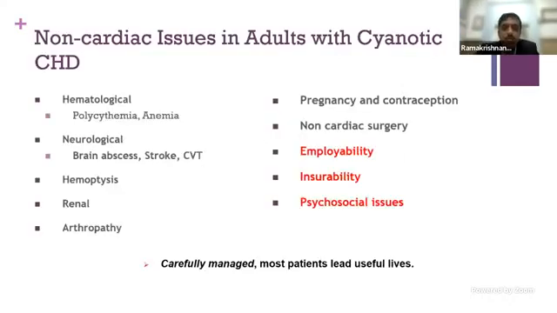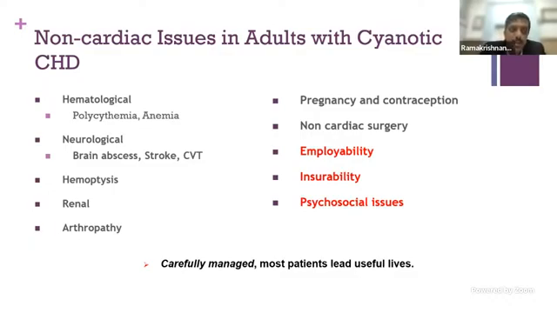Coming to non-cardiac issues, almost every system is affected. The most important ones are hematological problems like polycythemia, and relative anemia is very common. If you are interested, you should know what the ideal hemoglobin should be for a given saturation. There are formulas available; you may know that. Neurological, I think brain abscess is a very important thing.